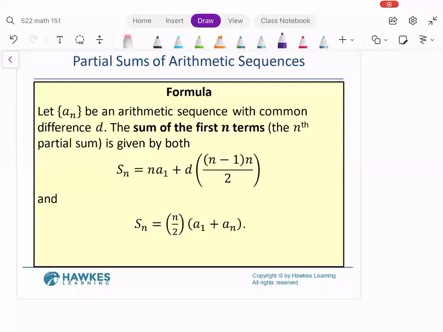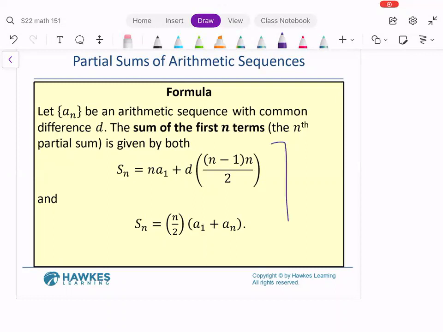We've looked at how to find the general formulas for arithmetic sequences, but it's also important to be able to find the partial sums of these arithmetic sequences. Remember, we already talked about how an infinite sum or an infinite series of an arithmetic sequence is not going to converge, but we do want to be able to find partial sums.